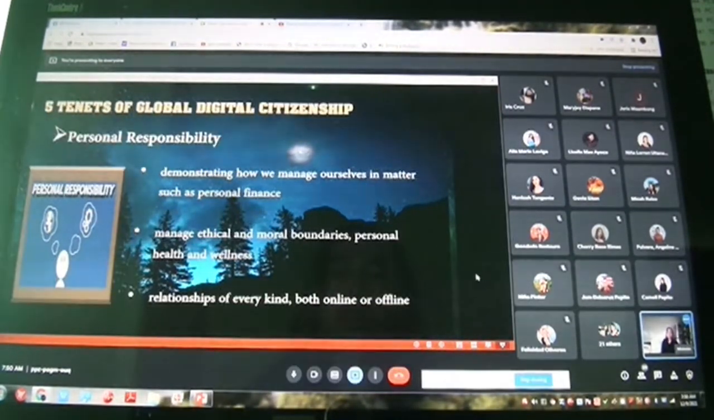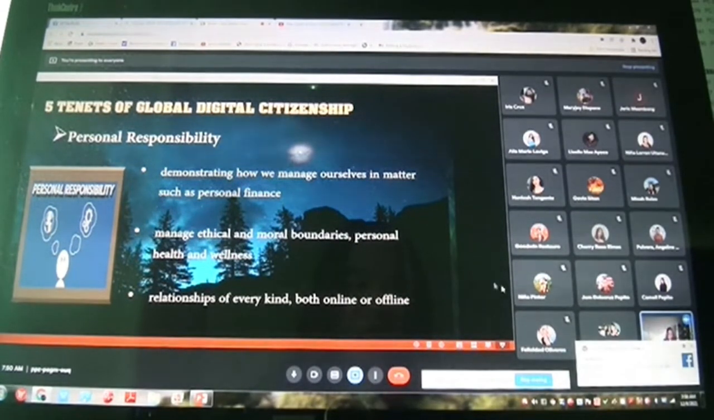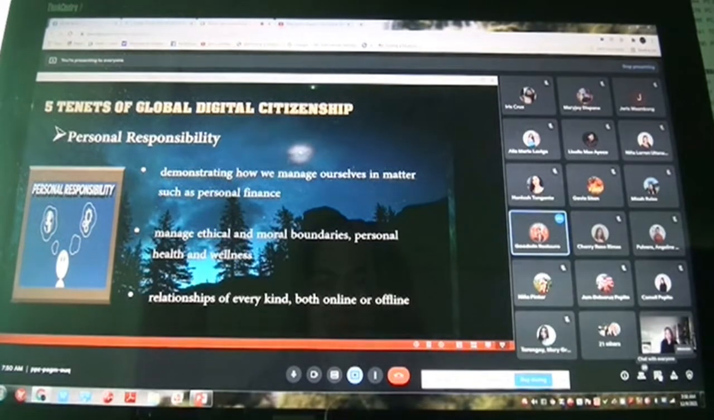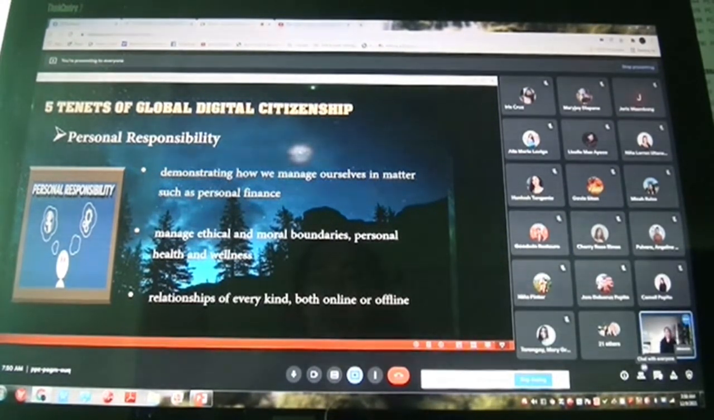The next one. There are 5 tenets of global digital citizenship. What do you mean by tenets again? Principles, sir. Okay, so beliefs and principles. Very good. If you want to answer sometimes, you can also write in the chat box. The 5 tenets of global digital citizenship.